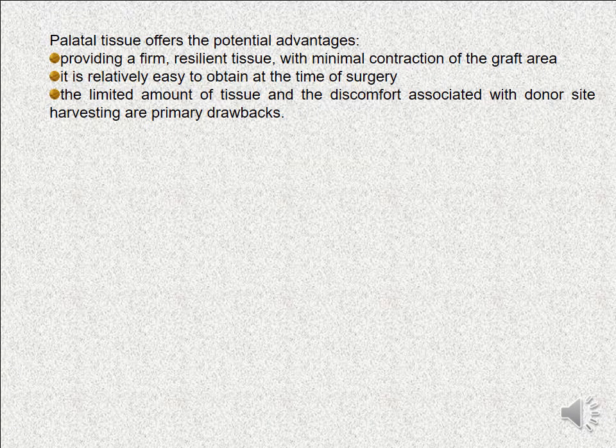hair growth may occasionally be seen in isolated areas of the graft. Palatal tissue offers potential advantages. We take the mucosa from the palatal side to cover the area exposed in the mandible. The advantages: first, it provides a firm, resilient tissue with minimal contraction of the graft area. Second, it's relatively easy to obtain at the time of surgery. And third, the limited amount of tissue and discomfort associated with donor site harvesting are primarily drawbacks.